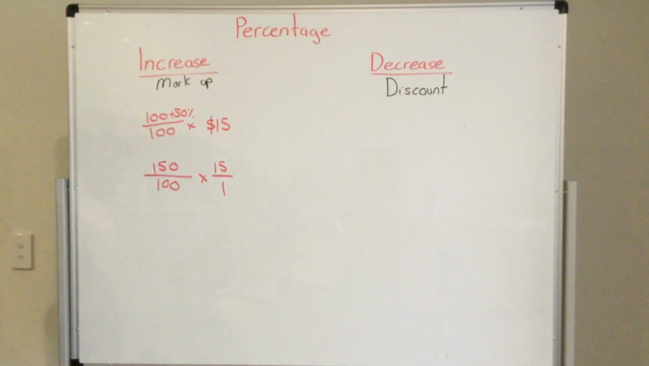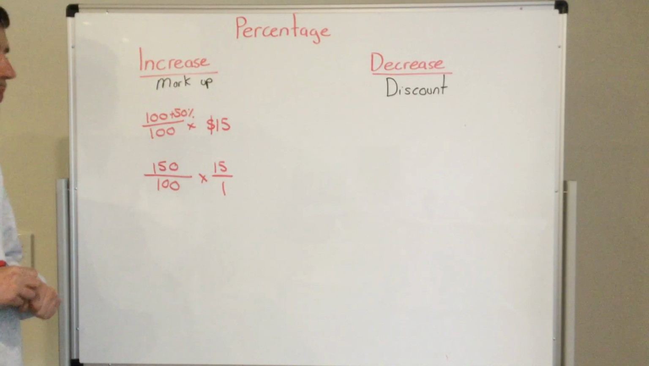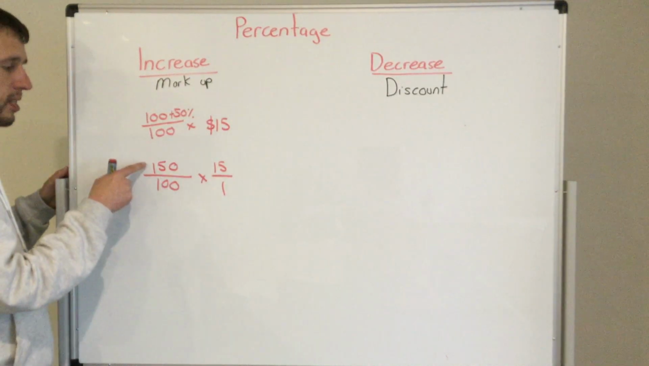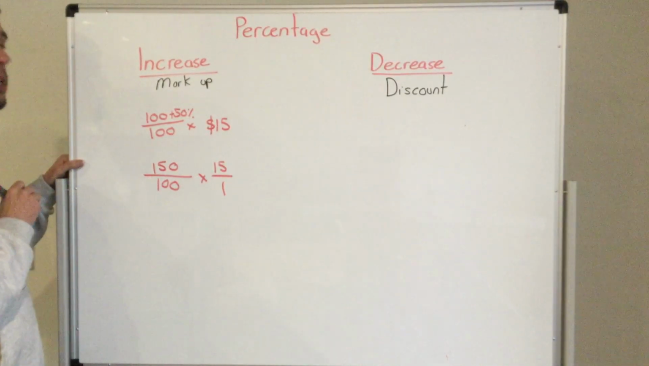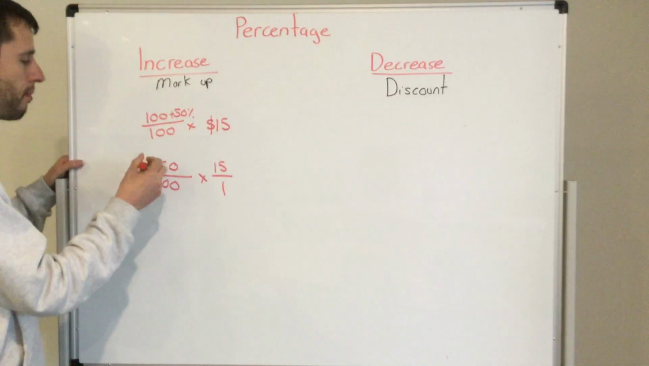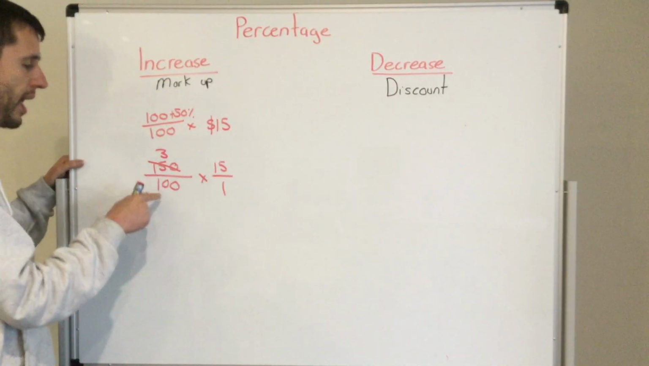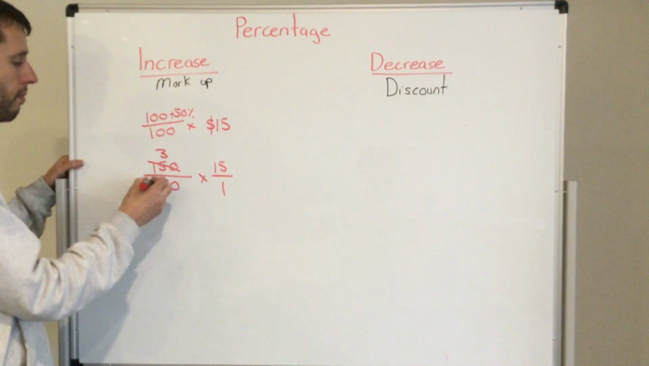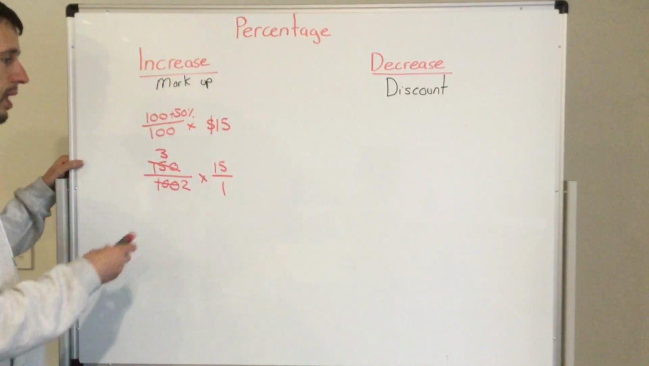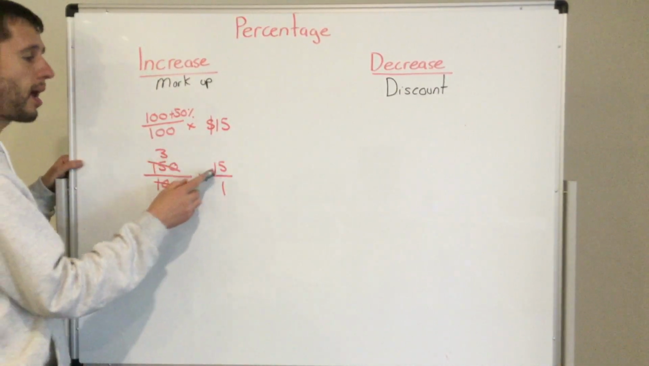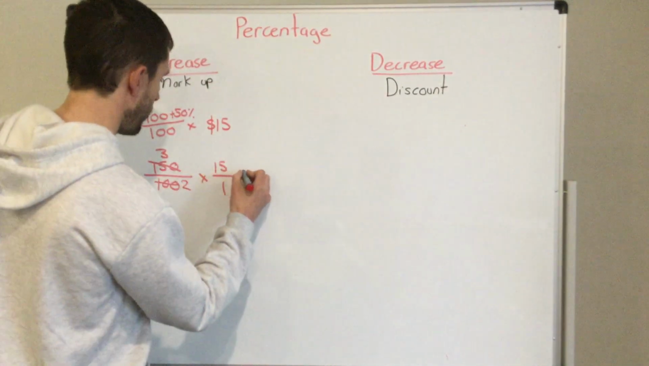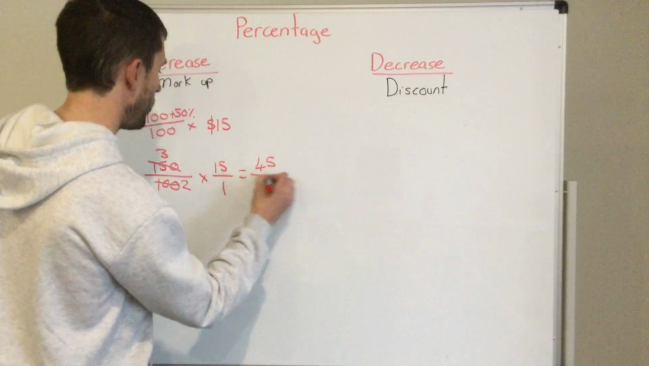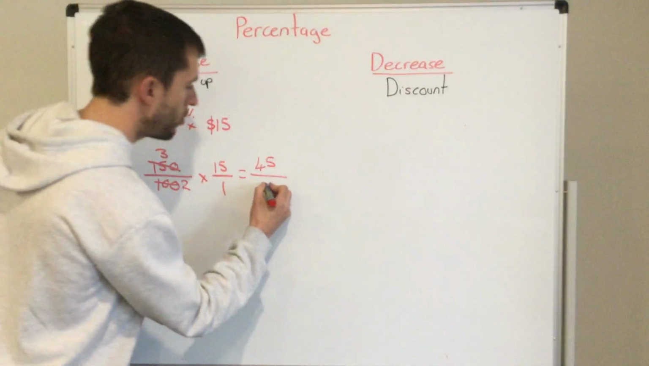We can simplify this now. I can divide 150 by 50. How many 50s in 150? 3. How many 50s in 100? 2. And then I can go 3 times 15, 15, 30, 45. 1 times 2 equals 2.